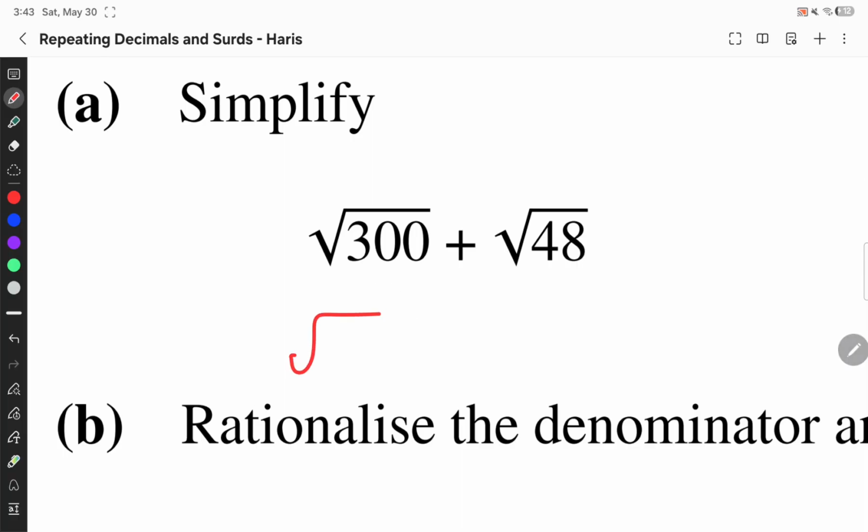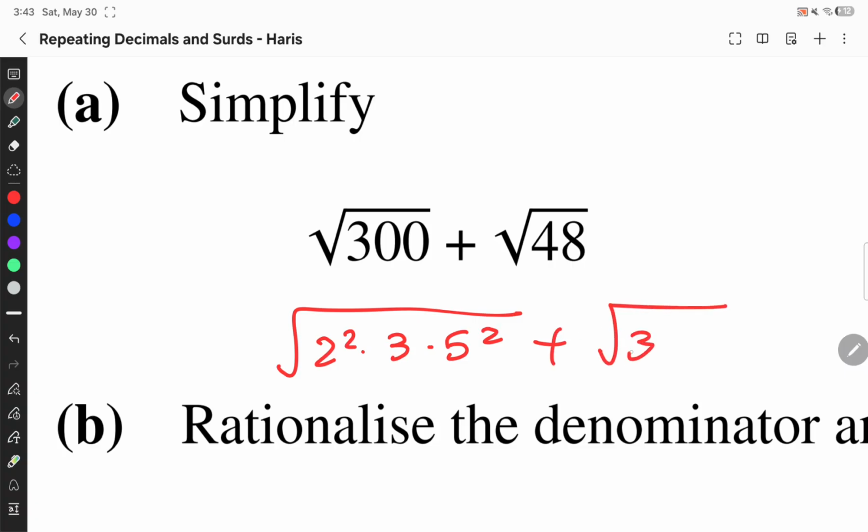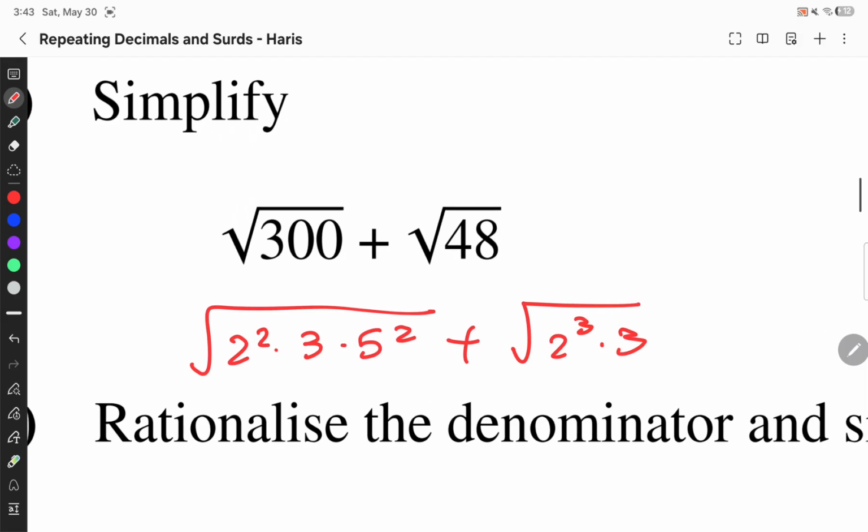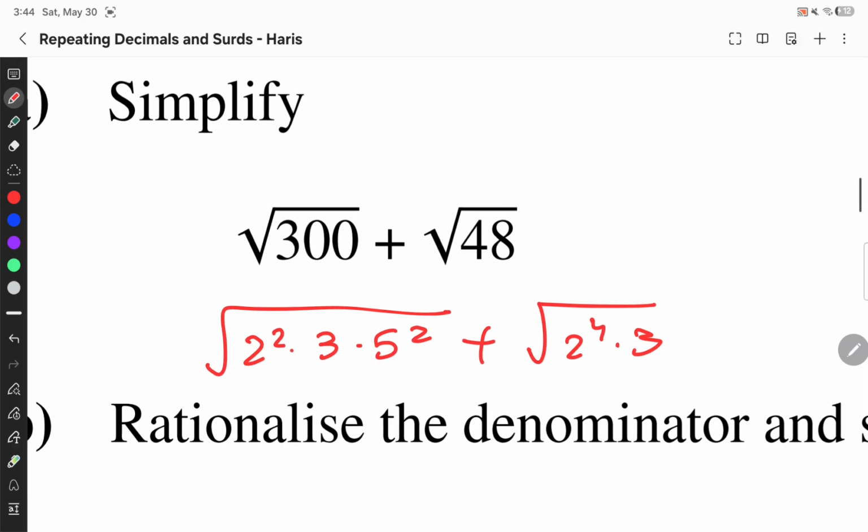Square root of 300. What is this? 300 is the same as 3 times 10 squared. 10 squared is 2 squared times 5 squared. You can use prime factorization to find that out. So we got this, and we add square root of 48, which is 2 to the 4 times 3.